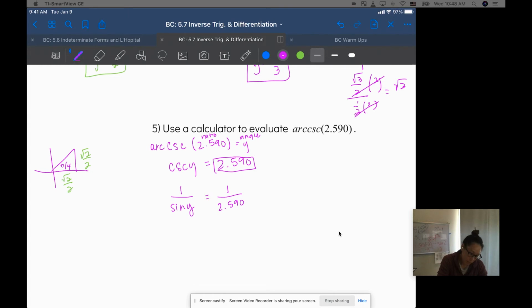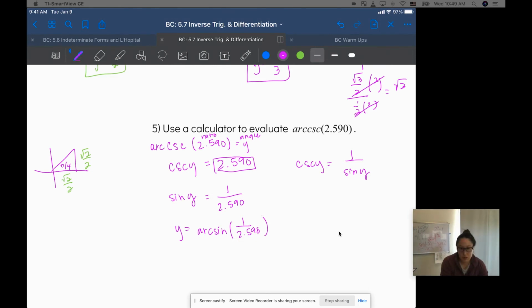Oh, wait. No. I messed up. Let's do this again. Okay. So I'm going to write my ratio as 1 over 2.590. So when I do that, that's equal to the sine of y, because the cosecant of y is equal to 1 over sine y, or sine y is equal to 1 over cosecant. So that's the reciprocal. And then what I'm going to do is change my answer so that y is equal to, we're going to re-invert it, the arc sine of 1 over 2.590.